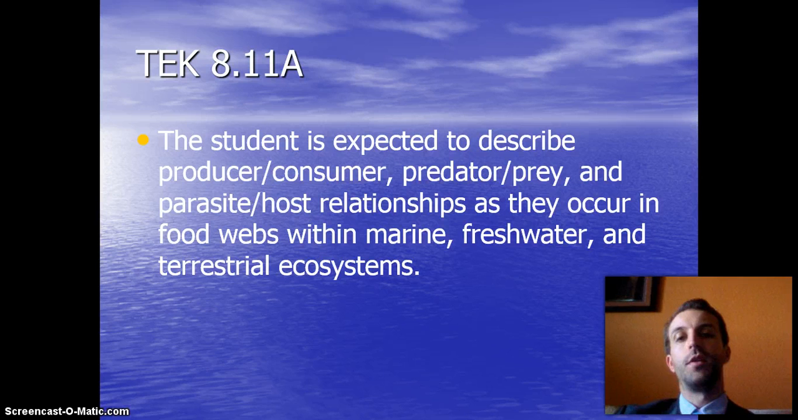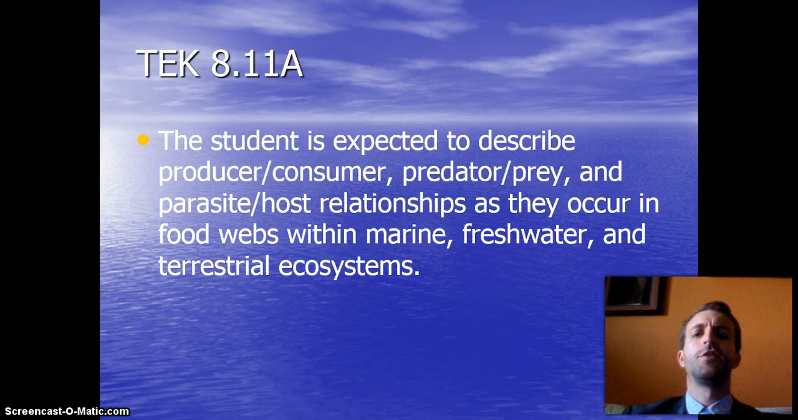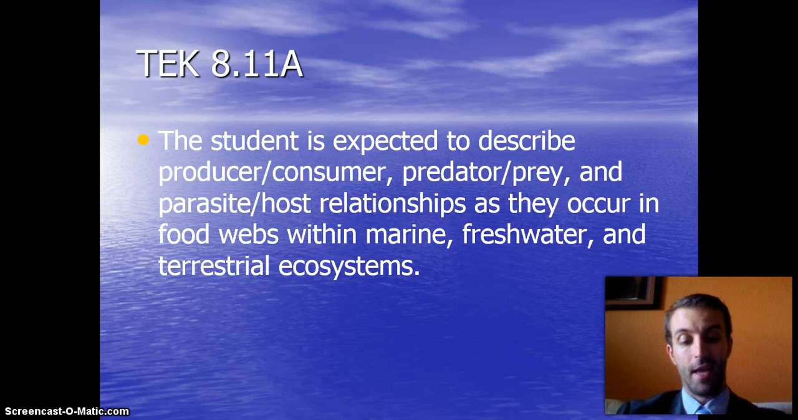The first one is going to deal primarily with food webs, and the second is going to deal with your predator-prey relationships. Alright, here is your new TEK 8.11A. The student is expected to describe producer-consumer, predator-prey, and parasite-host relationships as they occur in food webs within marine, freshwater, and terrestrial ecosystems. Of course, if you have forgotten, terrestrial means on the land.